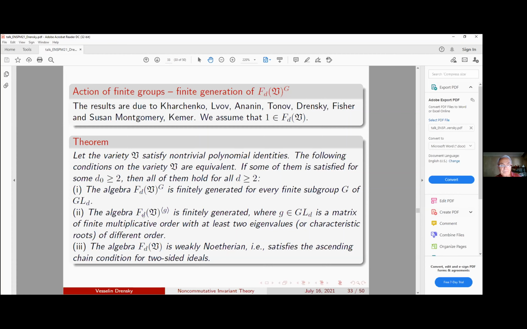Then it's enough to show this only for one cyclic group, assuming that the generator is a matrix with finite multiplicative order with two different eigenvalues. So you have some condition involving weak Noetherian. So you have an ascending chain condition for two-sided ideals.